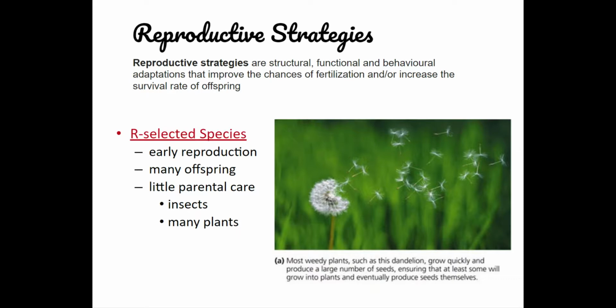Reproductive strategies are structural, functional, and behavioral adaptations that improve the chances of fertilization or increase the survival rate of an offspring. In our r-selected species, they are going to reproduce early, they're going to produce many offspring, and that offspring is not going to require a lot of care by the parents. Examples of our r-selected species include insects and plants.